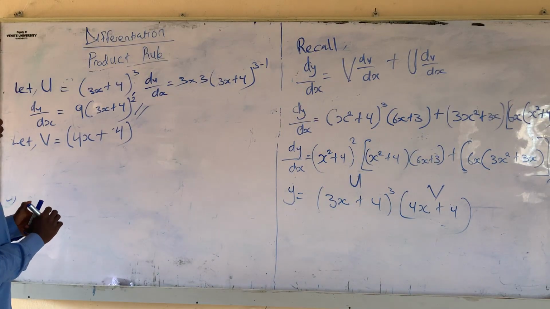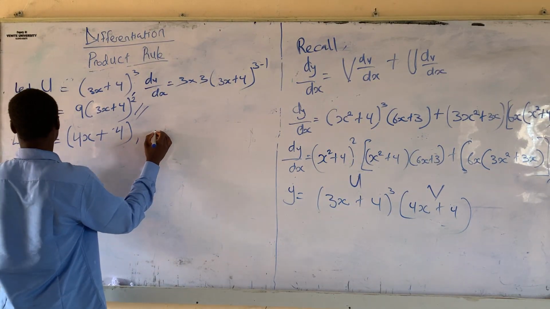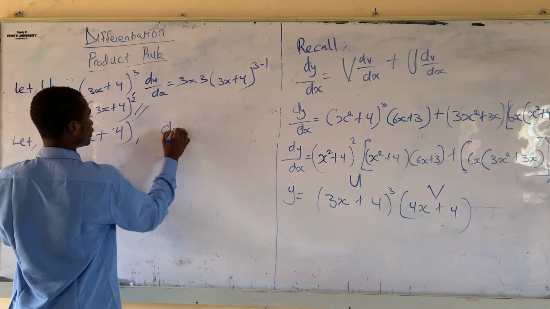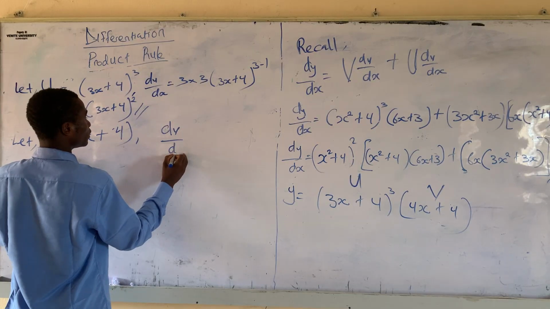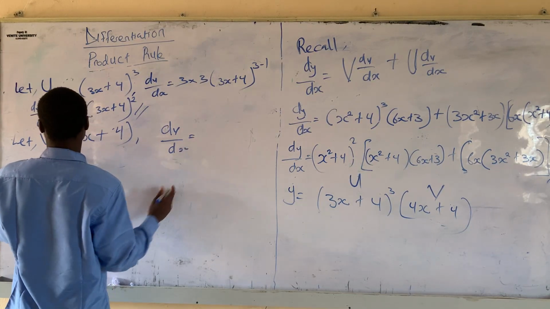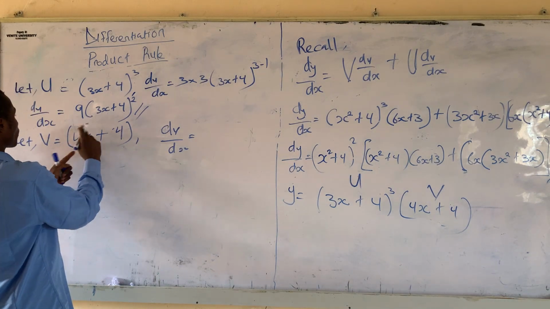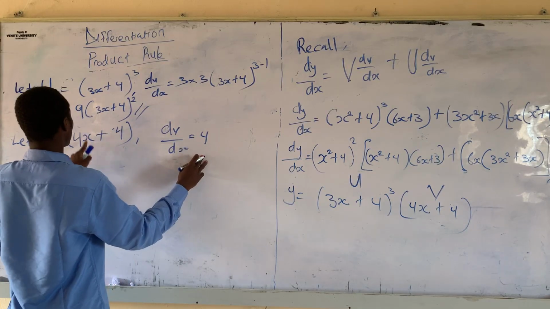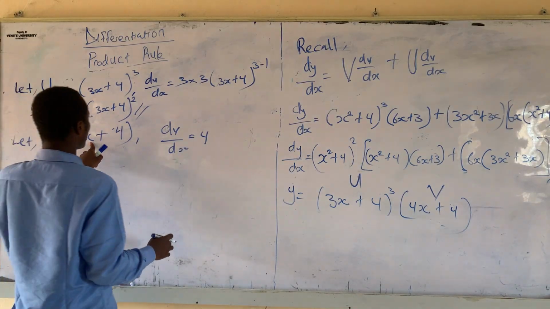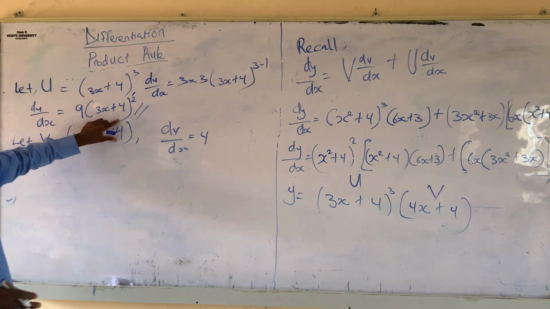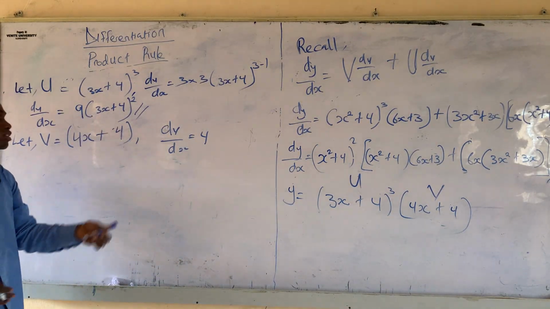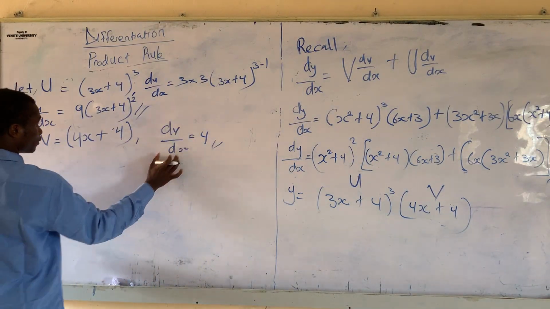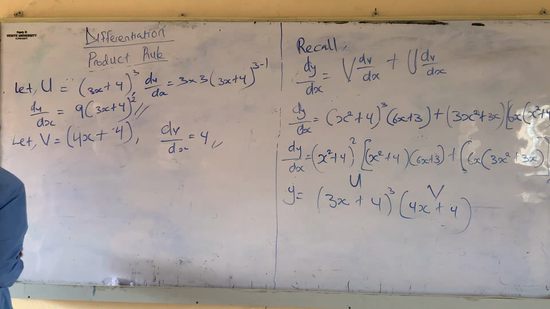Then if I differentiate v with respect to x, this becomes dv over dx, which is equal to 1 times 4, which is 4, and 1 minus 1 is 0. x raised to power 0 is 1, 4 times 1 is 4. This is a constant, and whenever you are differentiating a constant, it results to 0. So now this is our dv over dx.